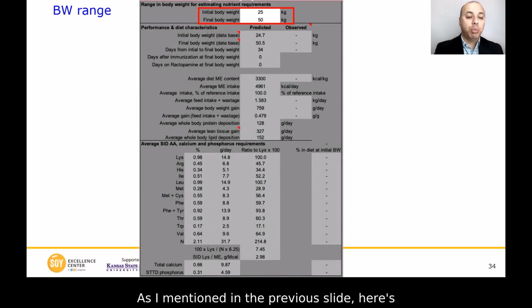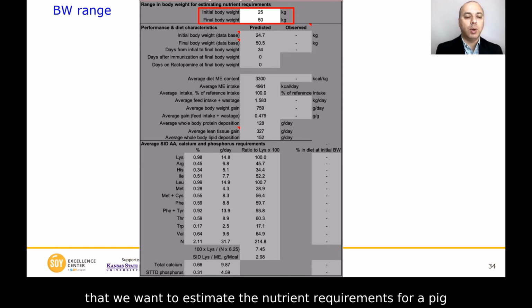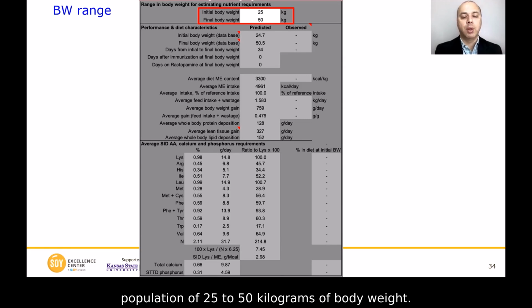As I mentioned in the previous slide, here's where we will input the body weight range, and in this case we're talking about that we want to estimate the nutrient requirements for a pig population of 25 to 50 kilograms of body weight.